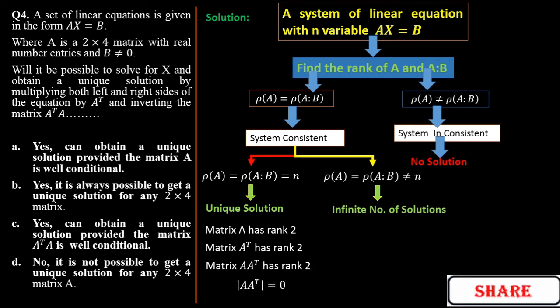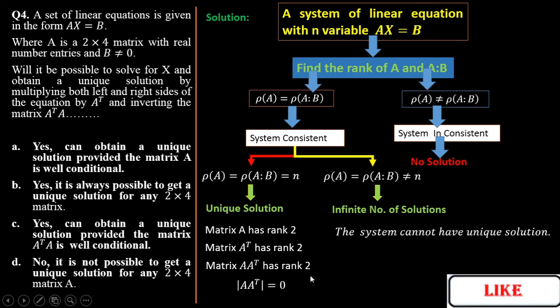So A transpose A will be a singular matrix, since it is 4 cross 4 with rank 2. If your matrix is singular, you are not going to have a unique solution because the rank is not equal to n. Either you will have no solution or an infinite number of solutions. So in this condition we are not getting a unique solution. This is true for every matrix, whether it is well conditioned or not. So our conclusion is that the system cannot have a unique solution.